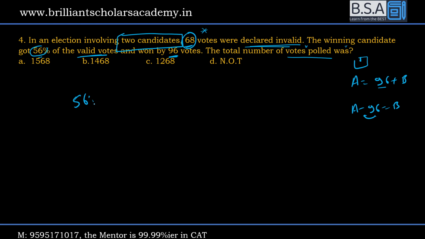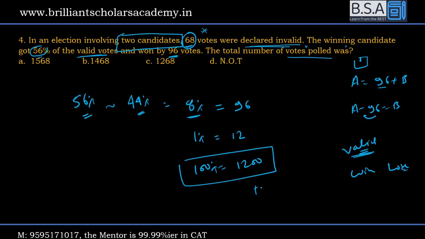This many votes decided who will win and who will lose. So how many votes were put into the ballot box? Plus 68. That is your answer. So such kind of questions, you must again observe the key information.